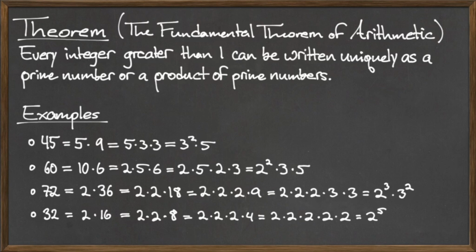For example, the prime factorization of 72 is equal to 2 cubed times 3 squared, and the prime factorization of 32 is equal to 2 to the 5th power. While the process of breaking composite numbers down into their prime components may seem easy for small numbers, when large numbers are involved, this process becomes much more tedious.